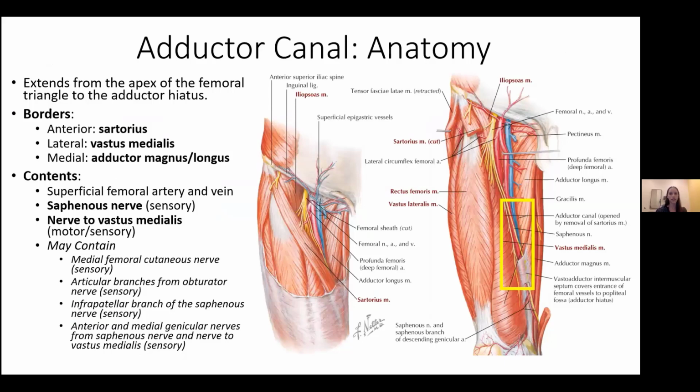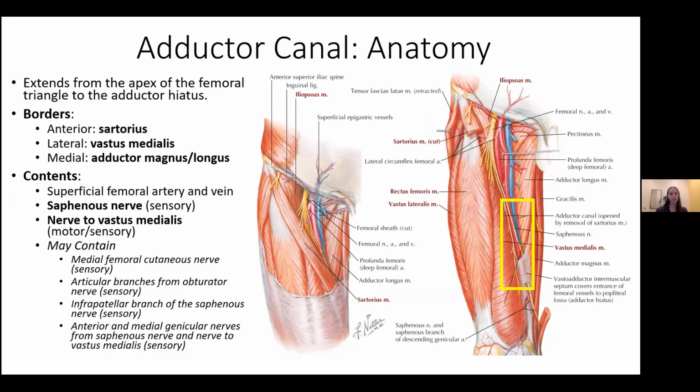Then we'll talk about the anatomy of the adductor canal. The adductor canal is basically a tube in which nerves as well as the superficial femoral artery and vein run. It extends from the apex of the femoral triangle, which is essentially where the medial border of the sartorius and the adductor longus meet. So that's the top of the adductor canal. And the bottom is the adductor hiatus, which is the end of the tube where the artery and the vein become the popliteal artery and vein and travel down posteriorly. In the yellow box is basically the adductor canal.